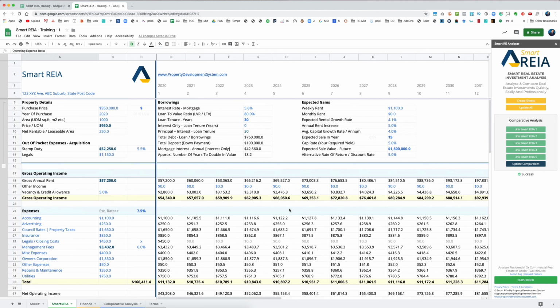get a better picture. So let's dive into real estate investment analysis and look at all these different factors that are there for you to make use of.